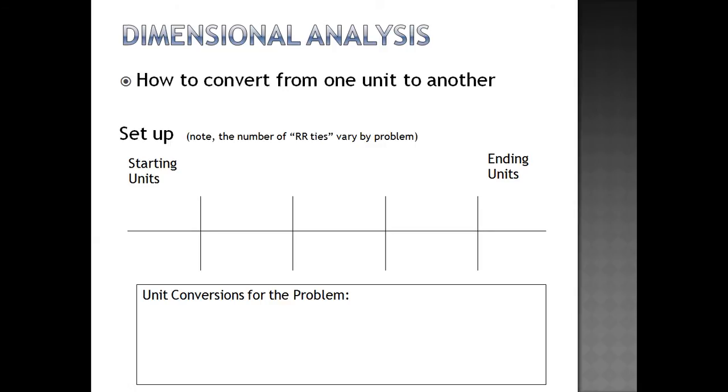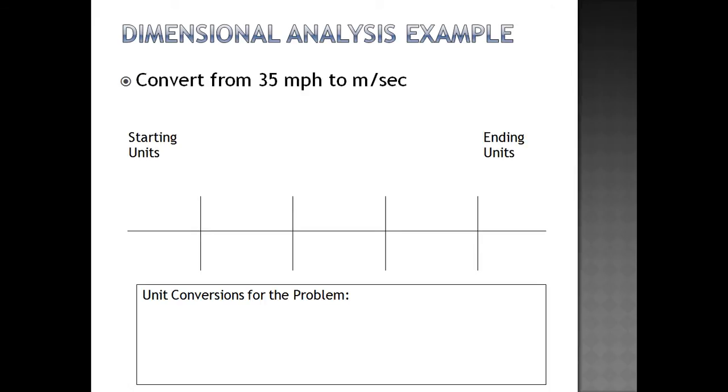The first thing is your setup. If you look at these, I call these the railroad ties. Of course, with railroad ties you don't have a set value. You're going to have as many or as few as you need on a per-problem basis. The general setup is you write your starting units at the beginning and your ending units at the end. You then look at the unit conversions that you need for the problem and go through the math. Let's look at an example.